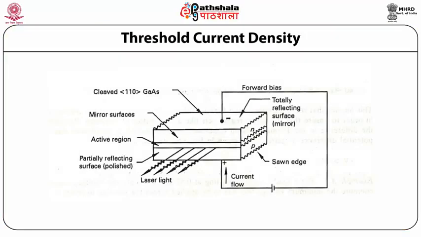But not all generated photons will contribute to the laser radiation emerging from the junction. The figure here depicts the emission of laser light from the front surface. Here we can see the partially reflecting surfaces and the device is forward biased. Sawn edges are also seen. These are deliberately made as sawn edges as we want our laser emission in the front surface, so two sides are made totally reflecting surfaces and two are made as rough surfaces.